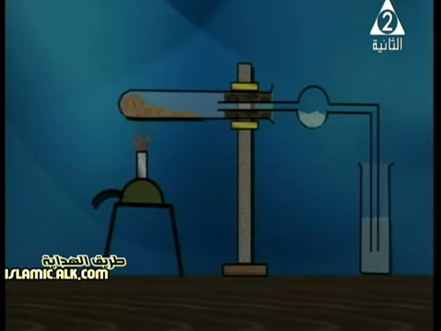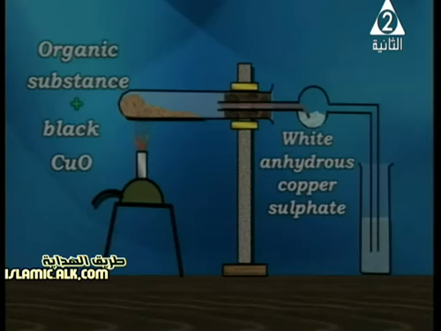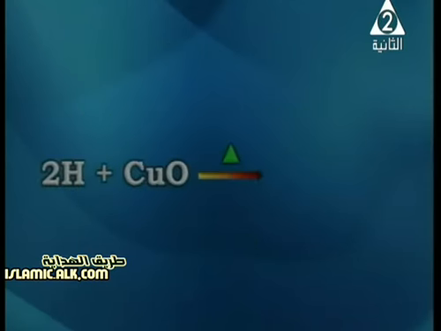As shown on the screen here, the organic substance is heated with black copper oxide, then the resulting gas passes over white anhydrous copper sulfate, and then through lime water. Here is the observation in this experiment. The white color of anhydrous copper sulfate turns blue, which indicates the presence of hydrogen in the organic compound.